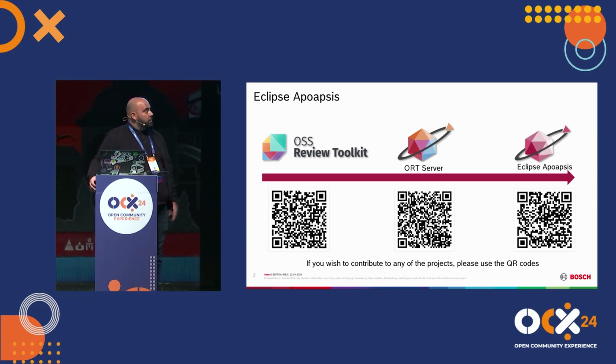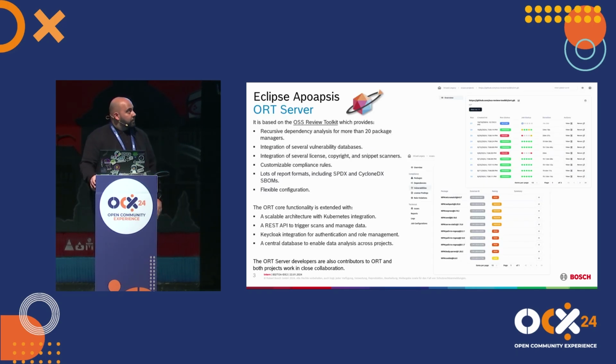Now the ORT server is basically the foundation of our Eclipse Apoapsis project that we'll delve into in more detail in a bit. So if you're really interested, whether that would be just general information, or you want something more detailed and specific, or you want to really get to grips with every single project, you can simply follow the QR codes and you'll get what you need there. I'll specifically focus on Eclipse Apoapsis today, but we'll also talk briefly about the ORT server and the OSS Review Toolkit.